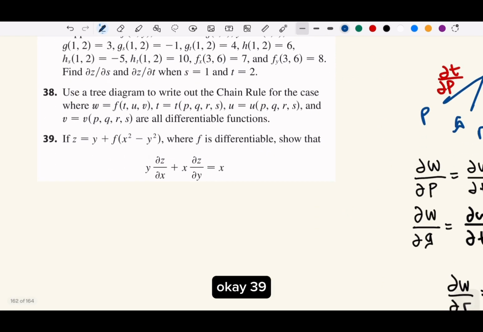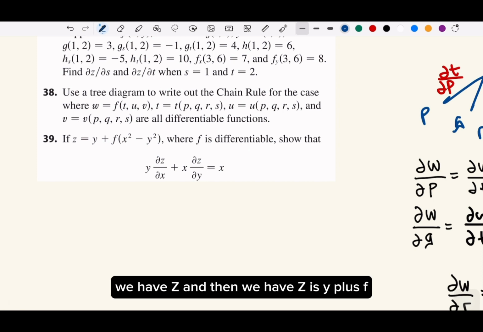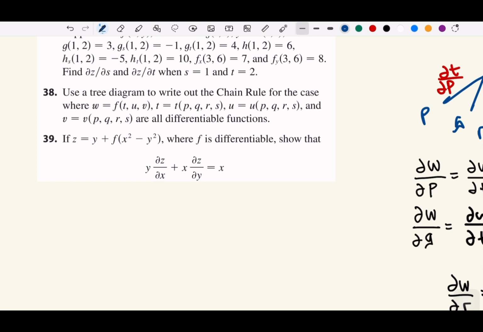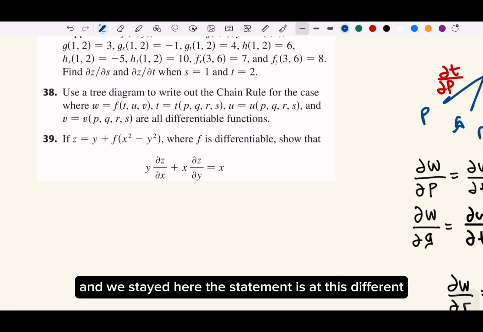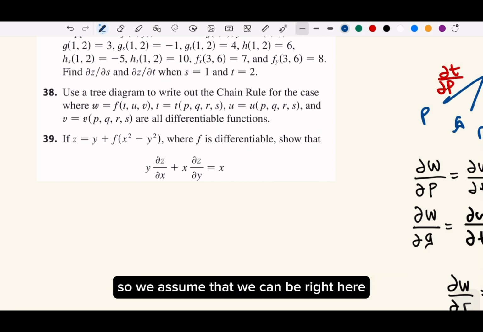Okay, 39. We have z, and then we have z is y plus f, and f is a function of x squared minus y squared. So x squared minus y squared is a function inside the f. And we state here, the statement is f is differentiable.